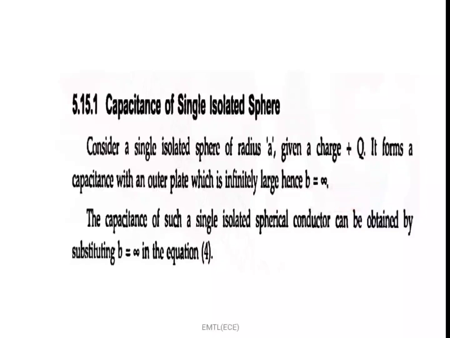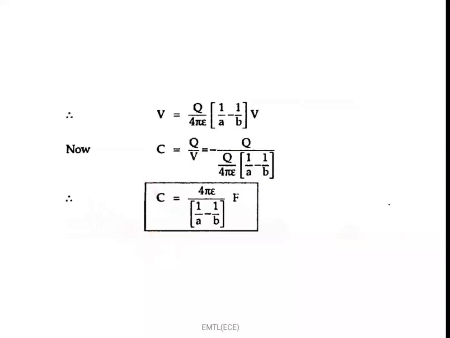Now the capacitance of such a single isolated spherical conductor can be obtained by substituting the B value as infinity in this equation. That is, by substituting the B value infinity here, we get the capacitance of an isolated sphere.